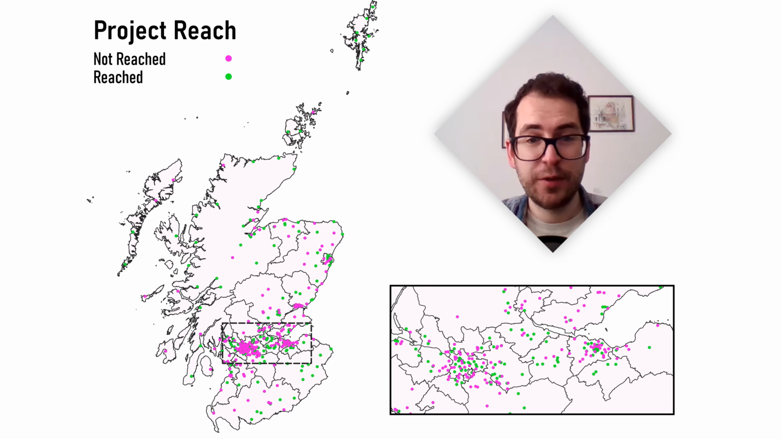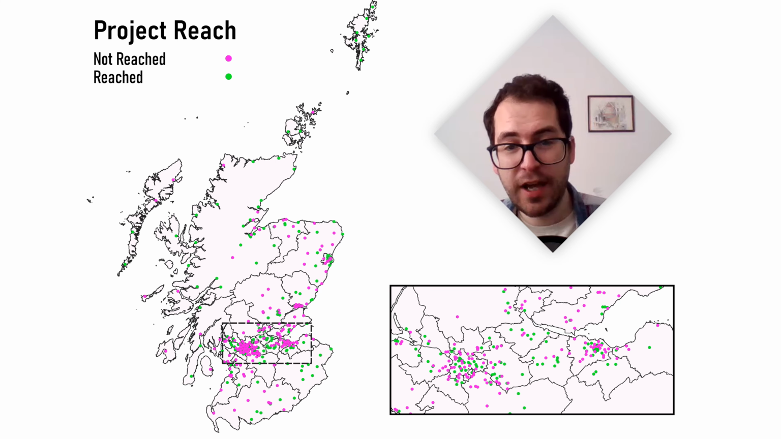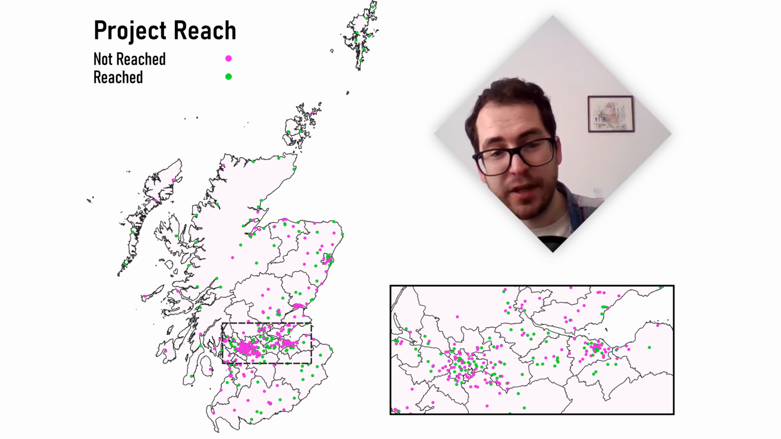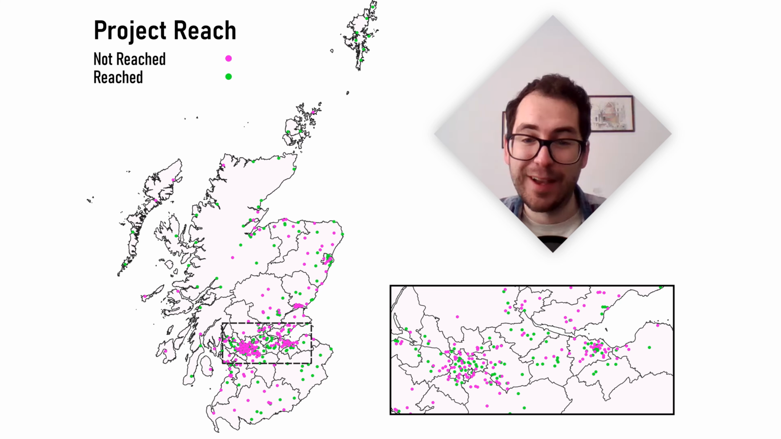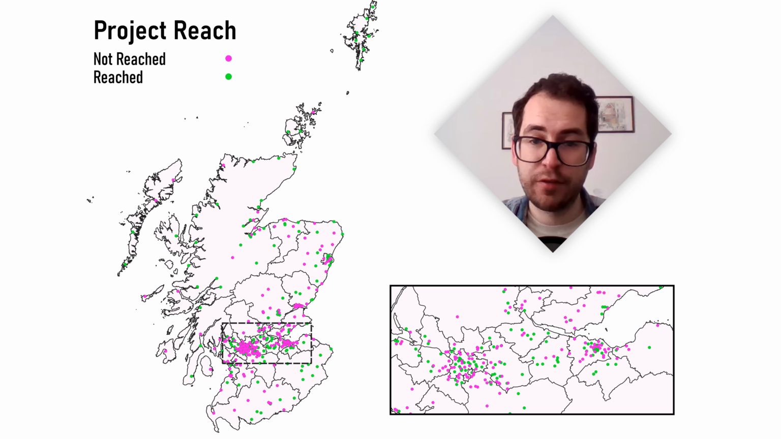Talking about reach, you can see that we've reached all the way up to the Shetland Isles, all the way down to the borders of England, and this reach is quite wide-reaching as it is. And the central belt, which you can see in the box, is the most densely populated area of Scotland. So you can see that we've got a good reach there, but we still have a lot to do.